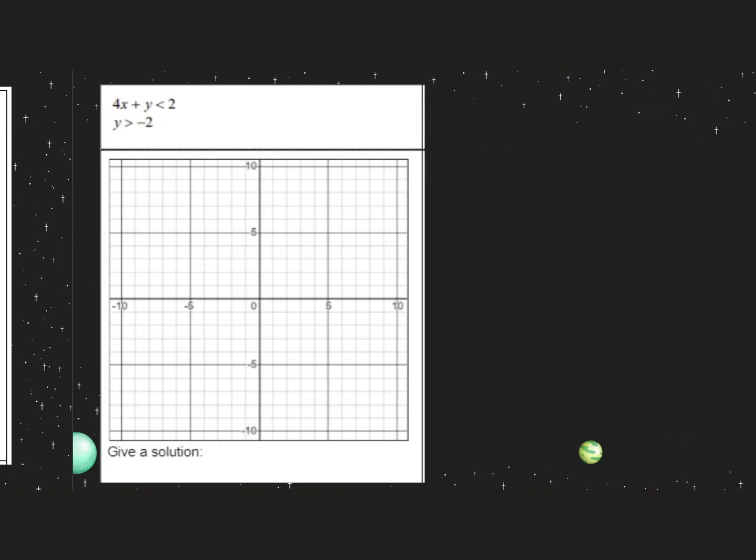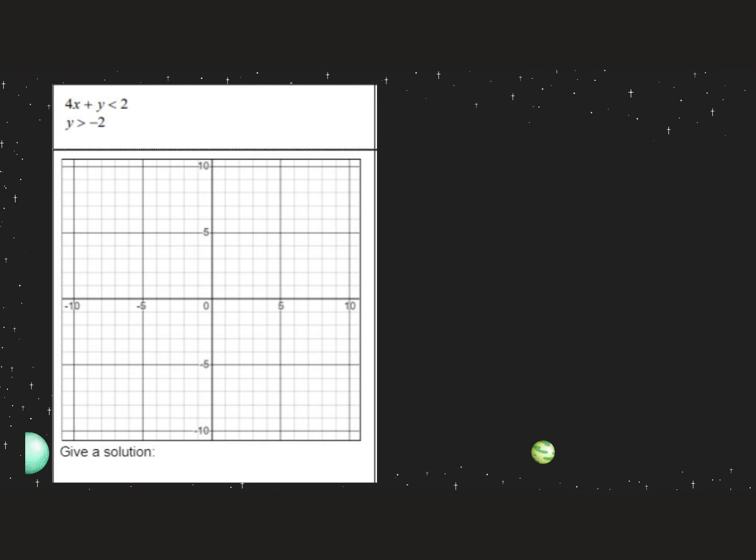Now we've looked at equations in slope-intercept form, inequalities in slope-intercept form. Let's look at when they are not in slope-intercept form. All right, so I have 4x plus y is less than 2, and y is greater than -2. Looking at my first equation, let's go ahead and solve that for y. So we're going to subtract 4x from both sides, and we get y is less than -4x plus 2.